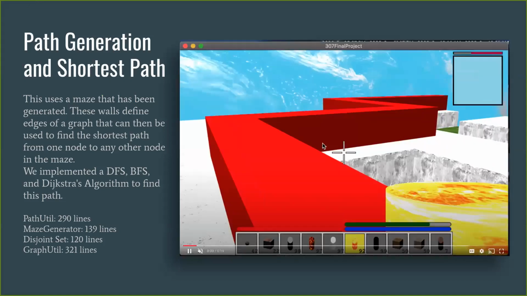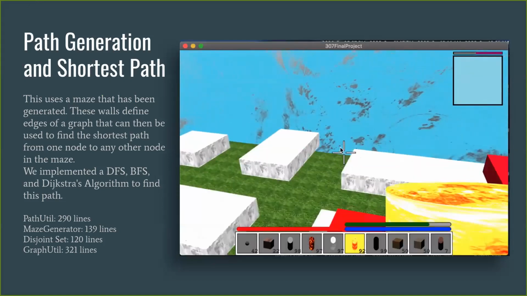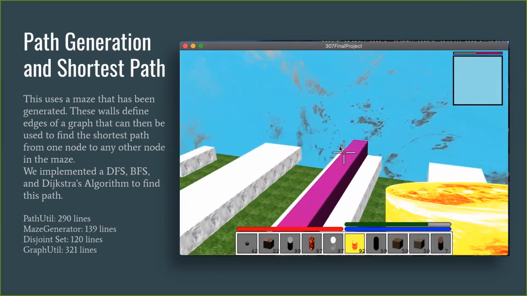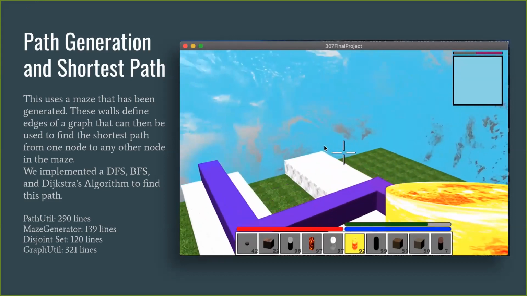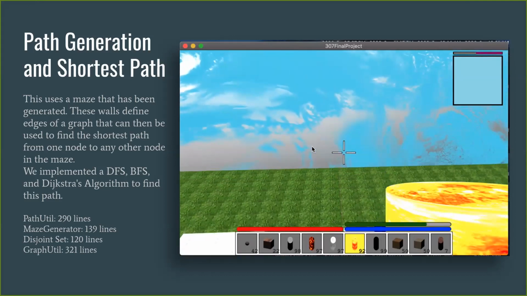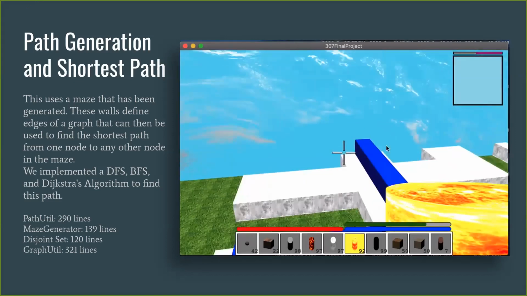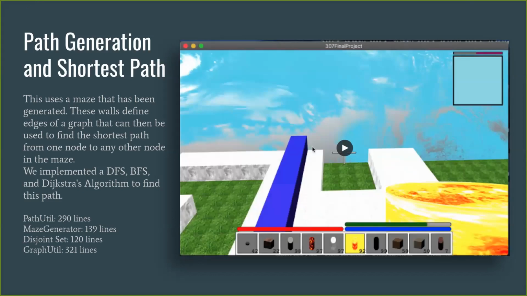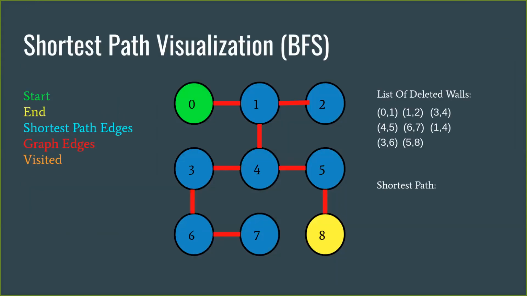The path generation and shortest path: the path uses this maze generation class and draws the walls that we deleted, which is basically the path in between what the maze walls would have been. And using these deleted edges that we found, we can make a graph representation where each of the deleted walls represents an edge between the nodes.